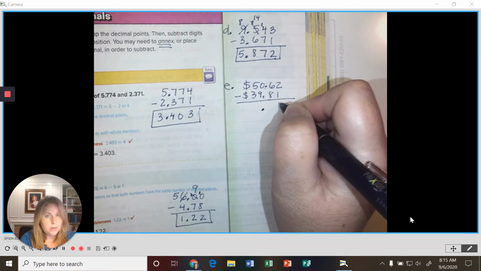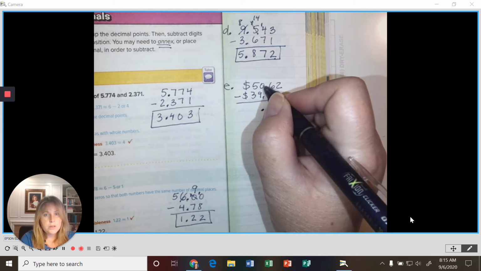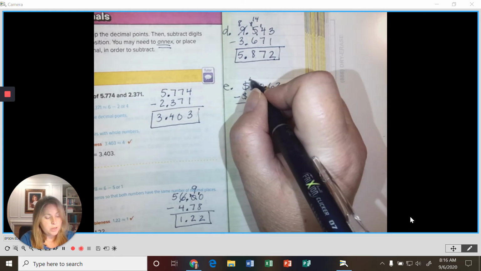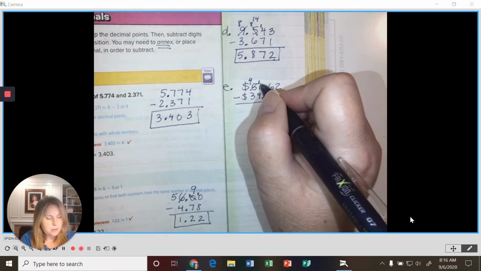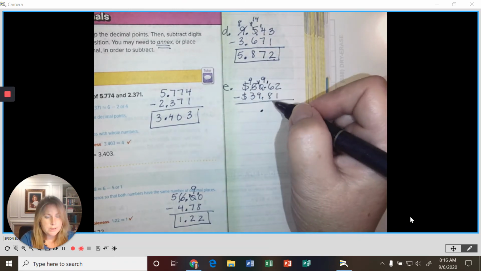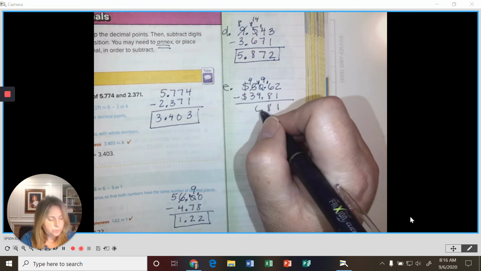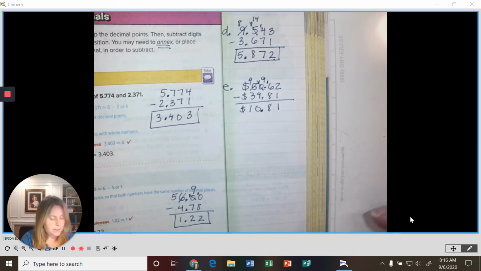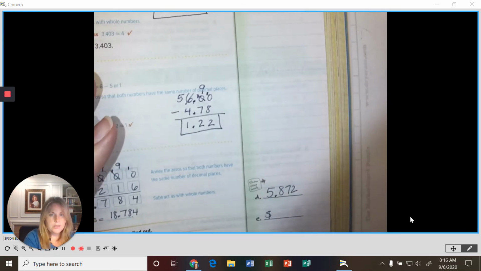2 minus 1 is 1. I can't do 6 minus 8, and then I look over here. This won't be big enough to borrow from, so then I'm going to go all the way over to my 5. The 5 becomes a 4, so that this 0 can become a 10, and then I'll borrow from that 10, making it a 9, so that this 6 can become a 16. 16 minus 8 is 8. 9 minus 9 is 0. 4 minus 3 is 1. So we have $10.81. I'm going to write that at the bottom. $10.81.